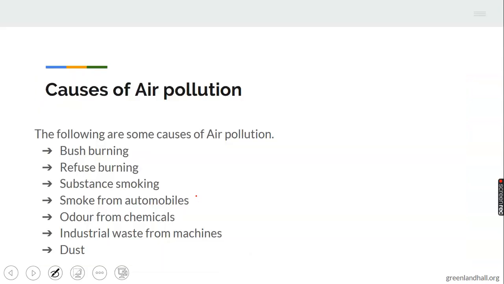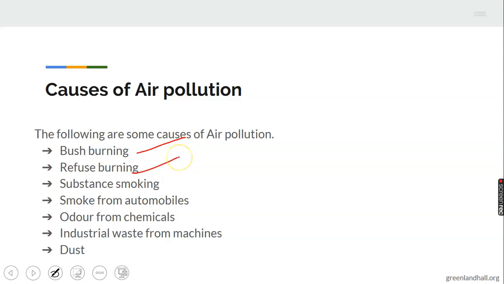Now, let's go to the causes of this air pollution. What causes air pollution? I've been able to bring out some of these causes for you. Now we have bush burning. I've put some pictures together for you to see all those things I've highlighted. You'll see them in picture forms and you understand better. Bush burning. That's one of the causes of air pollution.